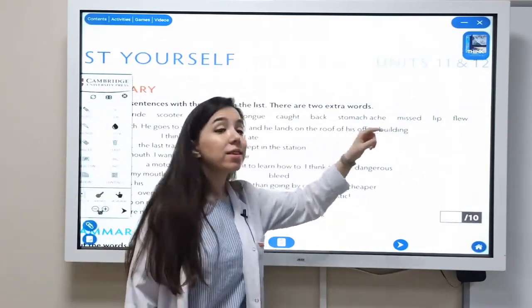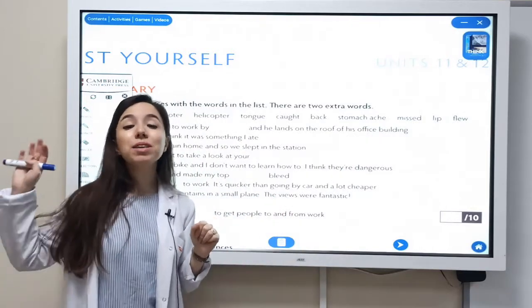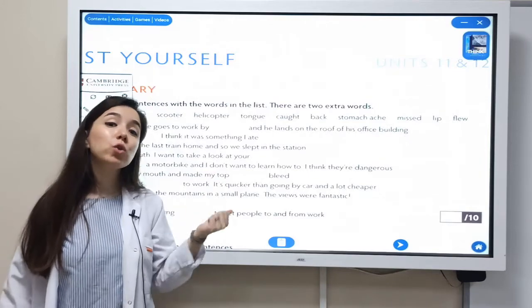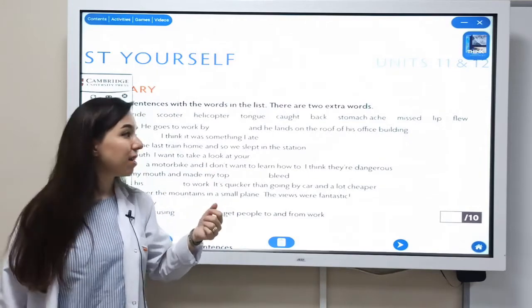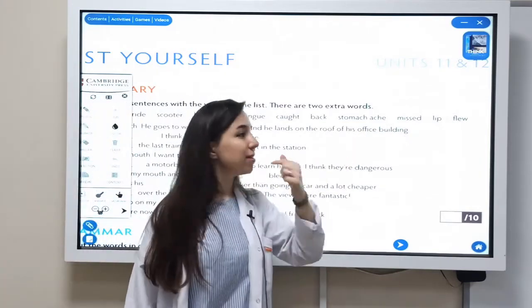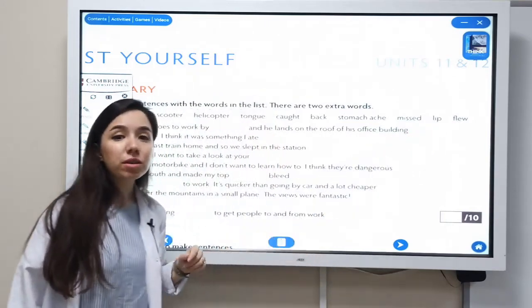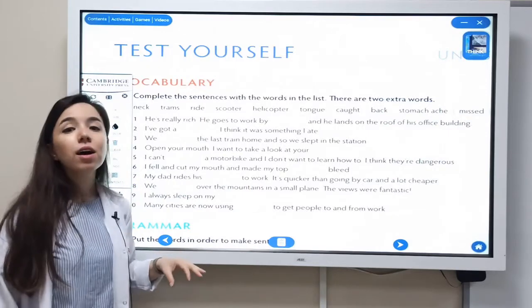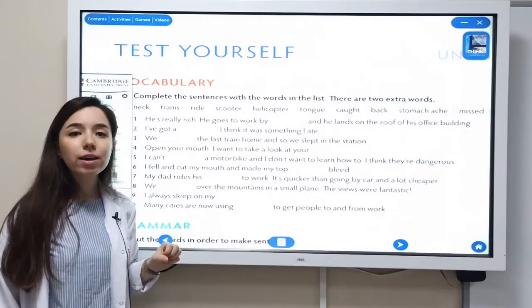Missed. I said that this morning I missed the bus. I was late. I missed the bus. So I took a taxi. Miss something. Lip. You know that this is lip. Yes? So come here. We are going to put these vocabularies in the correct parts.